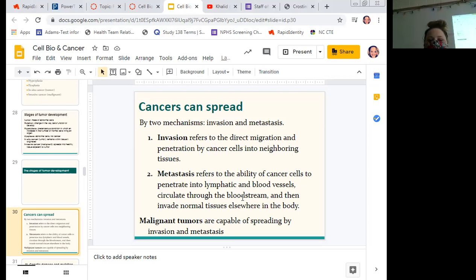All right, so malignant tumors are capable of doing invasion and metastasis, okay? Everybody understand that? What is the only type of tumor that can both invade healthy tissue and metastasize to other tissues? What is the only type of tumor that is capable of invading healthy tissue and metastasizing to outside tissue? Malignant tumors are the only tumors that are capable of invading healthy tissue and metastasizing.